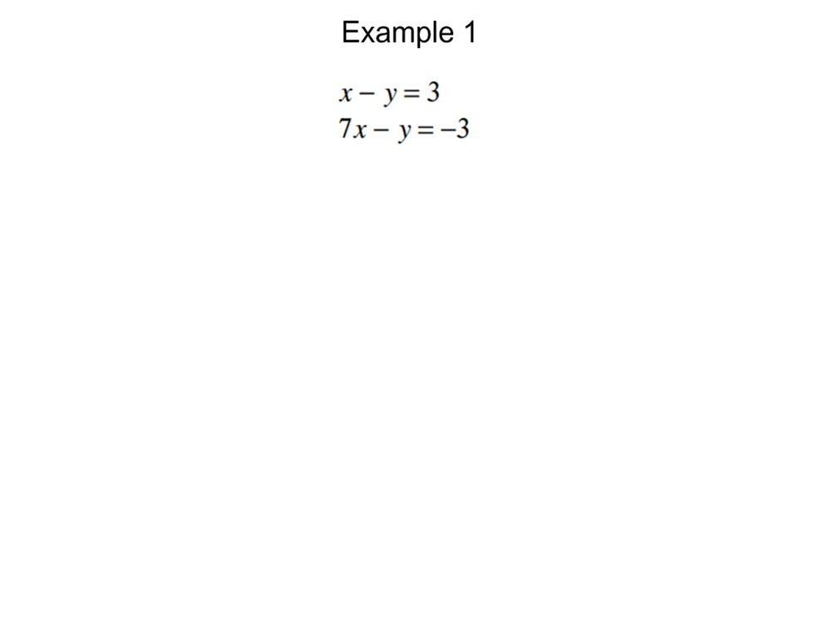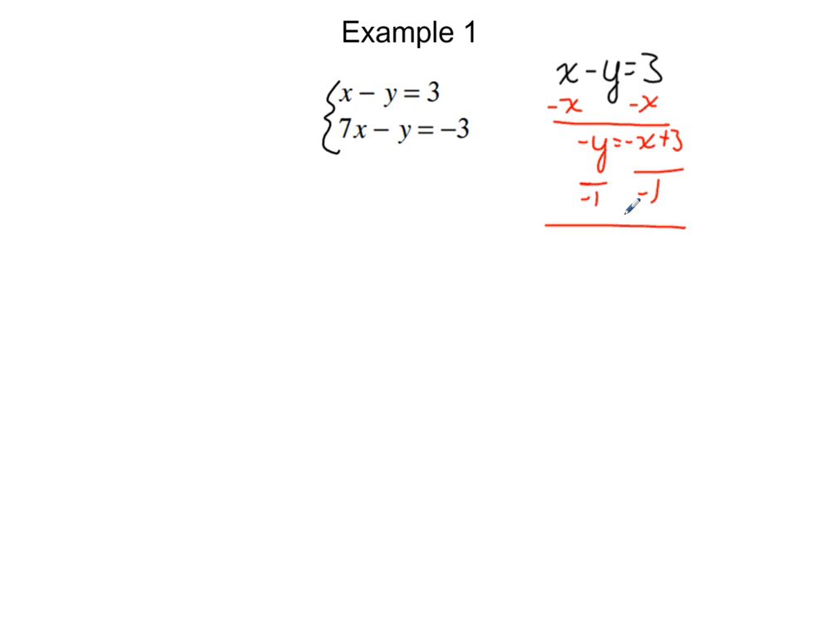In this first example, we have a linear system. So our first step is we need to solve one of these for y. I want to solve the top one for y. It doesn't matter. Either way, you'll get the same answer. So we got x minus y is equal to 3 as our problem. And I'm going to subtract x from both sides. So we get negative y is equal to negative x plus 3. So then I'm going to divide both sides by negative 1. So I get y is equal to positive x minus 3.